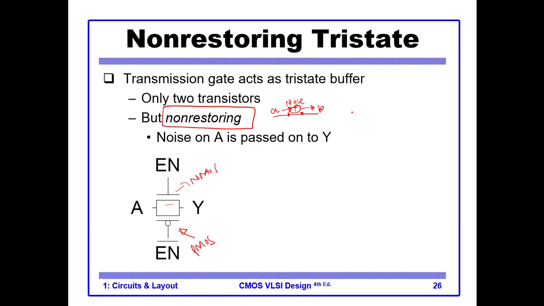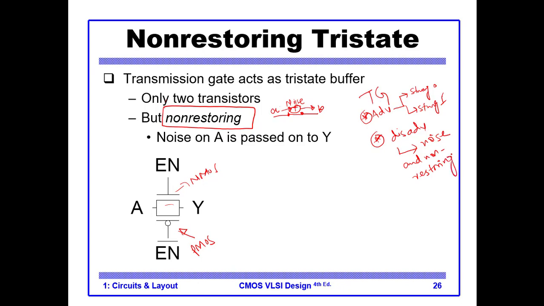So this is one problem with transmission gates. What is the advantage? Transmission gates advantage is they can pass strong 0 and strong 1. What is the disadvantage? The disadvantage is they are prone to noise, and non-restoring.